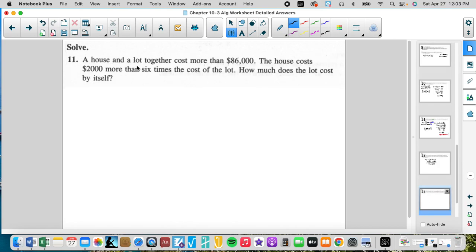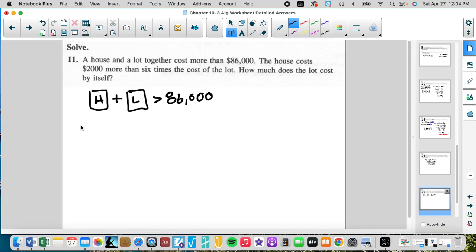A house and a lot together cost more than $86,000. The house costs $2,000 more than 6 times the cost of the lot. How much does the lot cost by itself? So you have a house and a lot together costs more than 86,000. So the house plus the lot. The house costs 2,000 more than 6 times the cost of the lot.